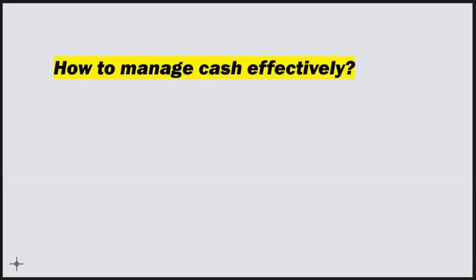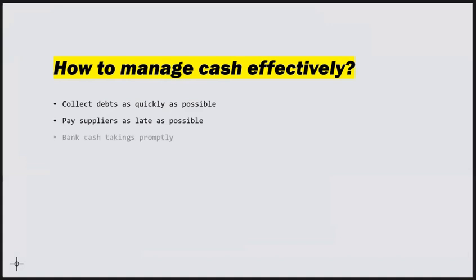So, how can a business manage cash effectively then? Well, they can aim to collect debts as quickly as possible. With this, it could be a case of offering lower credit terms. It might be that they pay their suppliers late, so they may use suppliers who give an extended credit period. And also, any cash that they do take should be banked promptly.